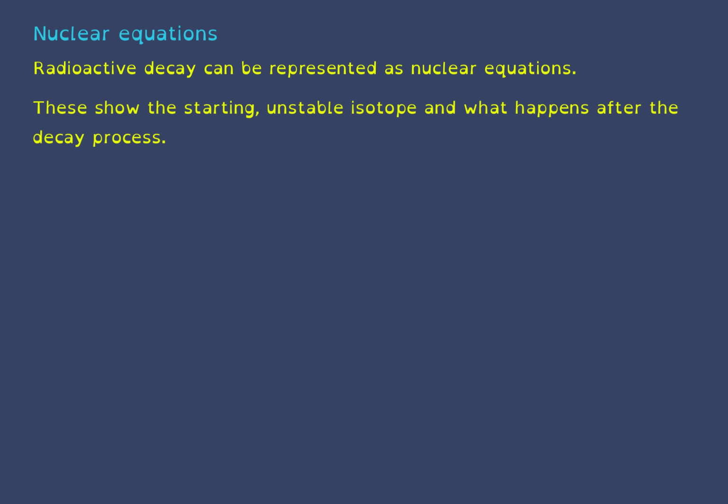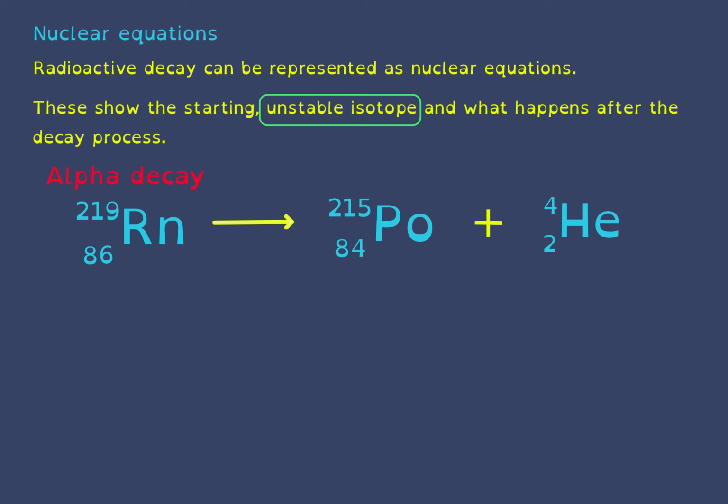Radioactive decay can be represented as nuclear equations. These show the starting unstable isotope and what happens after the decay process. The following examples are specifically mentioned on your specification for AQA, but you may be given different ones in the exam. In alpha decay, we're going to start with radon gas.